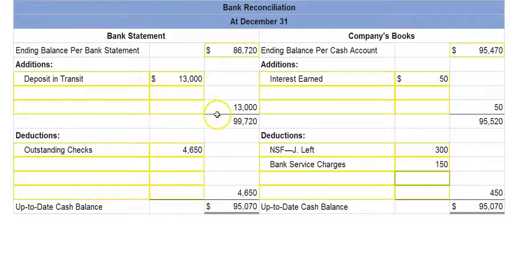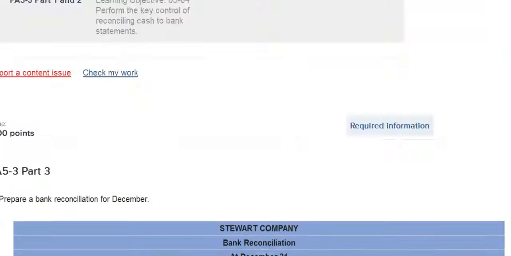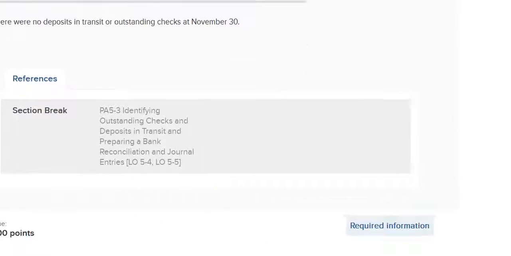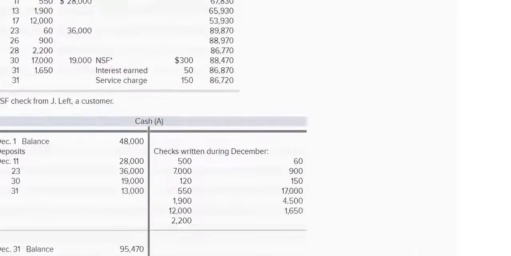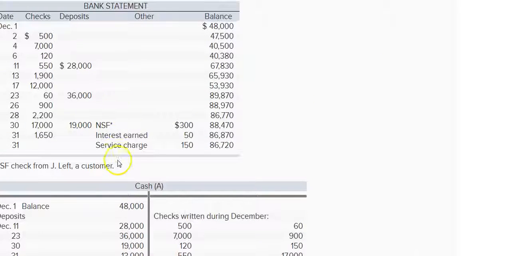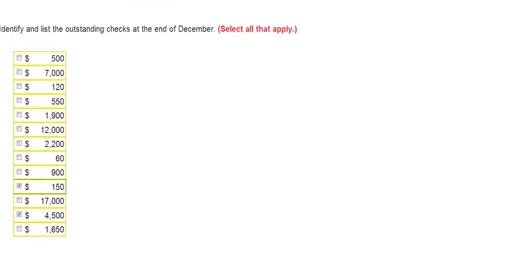And on the bank side, when we add the deposit in transit and subtract the outstanding checks, we also get a balance of $95,070. So the reconciled amount, the amount that should be in the cash account, is $95,070. However, right now the cash T account still says $95,470, right? Right there. So we need to do journal entries for the book side to make sure that those items, things that the bank had done that we do not yet have in our records, are recorded. We have to make sure we do journal entries for those items.